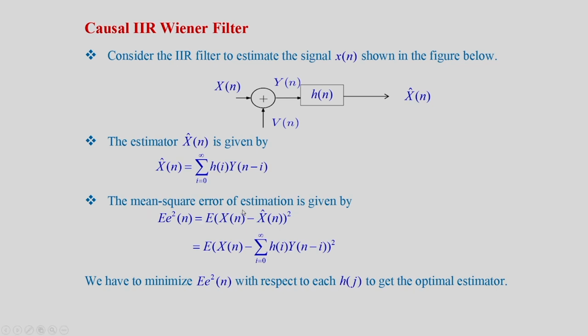The mean square error of estimation is given by this expression: E of e square n, that is equal to E of (x n minus x hat n) whole square, and if we substitute x hat n equals this, then we get E of e square n equal to E of (x n minus summation h_i y n minus i, i going from 0 to infinity) whole square. So, this mean square error we have to minimize with respect to each h_j. There are an infinite number of h_j's. With respect to each h_j, we have to minimize this expression to get the optimal estimator.